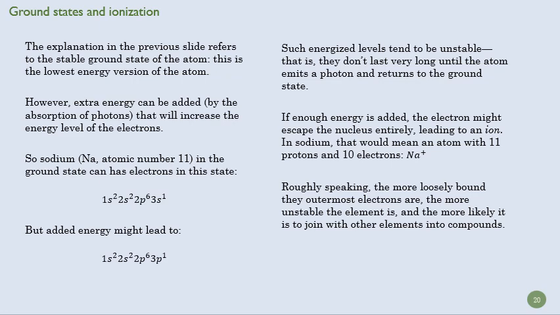And one last point, just roughly speaking, the more loosely bound the outermost electrons are, the more unstable the element is, and the more likely it is to join with compounds. So something like the noble gases, which have filled their 3p level, tend to be very stable. They don't join with other elements very well. They don't change very much. But other elements that don't fill their shells tend to be more unstable. All right, that is atomic physics, or as far into atomic physics as we're going to get.